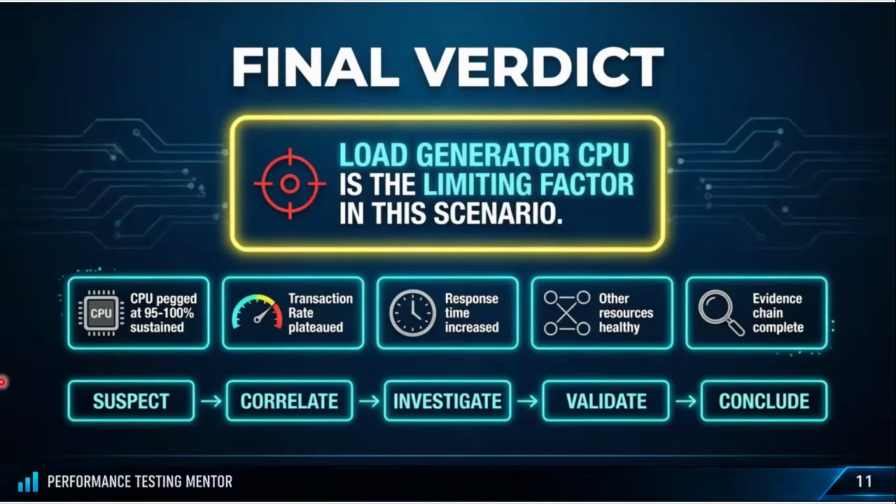So now I can give the interviewer a defensible answer. The conclusion is not CPU was 95%. The conclusion is based on the complete evidence chain. Load generator CPU is the limiting factor in this scenario. And that's the key lesson. When you are investigating a performance bottleneck, don't just collect metrics. Build the evidence: suspect, correlate, investigate, validate, and then conclude. That's how an experienced performance tester answers a bottleneck question in an interview.